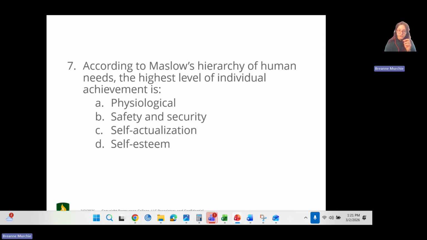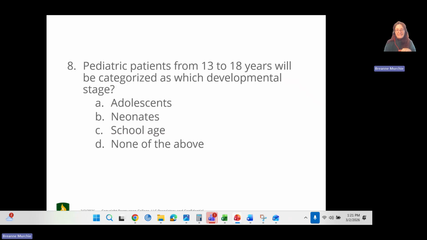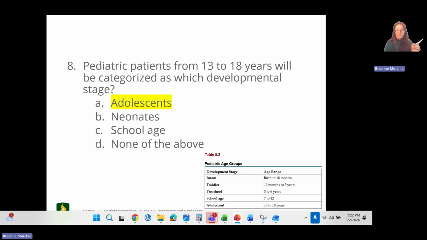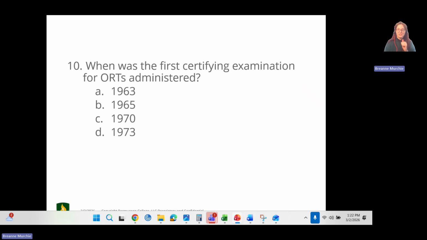Number 7, according to Maslow's hierarchy of human needs, the highest level of individual achievement, that is self-actualization. And then here is the pyramid for you. Number 8, pediatric patients from 13 to 18 years will be categorized as which developmental stage? Those are adolescents. And then I have included the pediatric age groups for your reference. Number 9, which of the following perioperative professionals is responsible for performing imaging procedures and operating imaging equipment such as the C-arm? That is the radiology technician. Number 10, when was the first certifying examination for ORTs administered? That was in 1970.